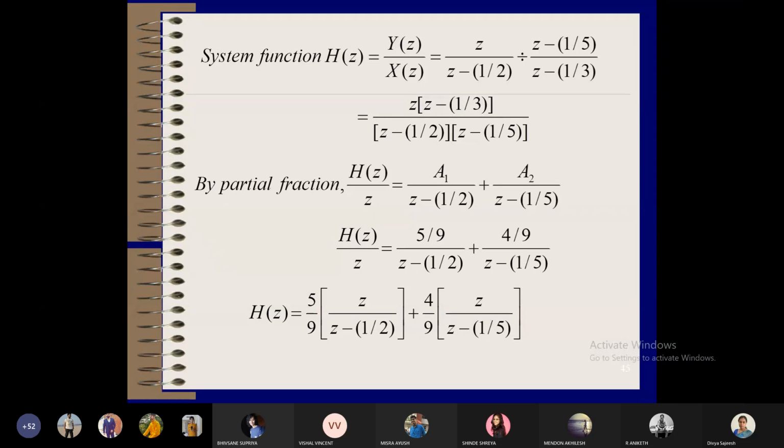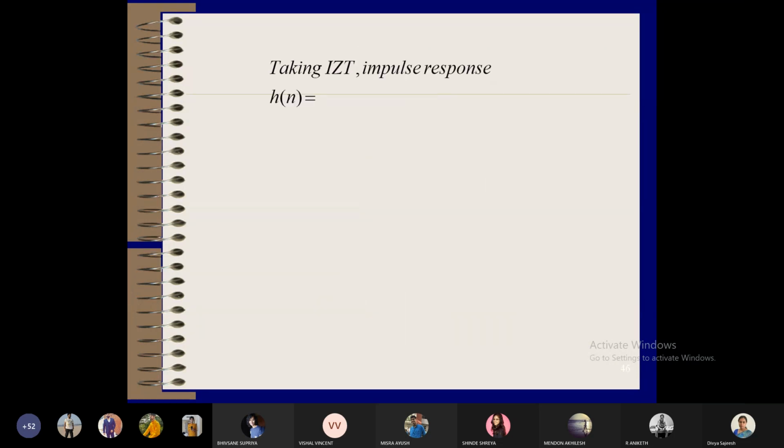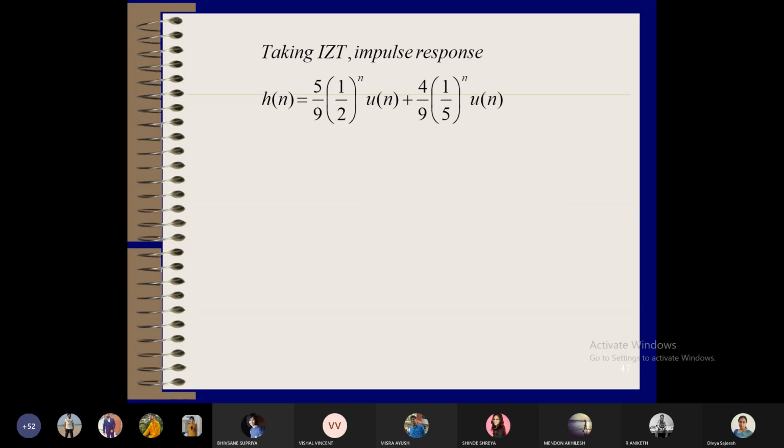There is no shifting of the signal here. Otherwise there should have been a z inverse coming into the picture. So there is no shifting. So directly obtain the inverse z as 5 by 9 into (1/2) raised to n u(n) plus 4 by 9 into (1/5) raised to n u(n). So you obtain the impulse response also.